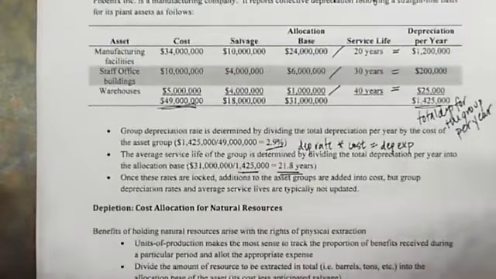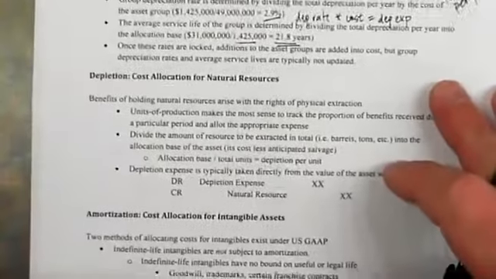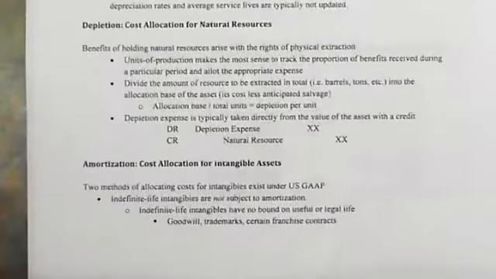But again, we wouldn't do it every time we added a new building or every time we added a piece of equipment. We would just add it to the cost until the end of the year. The depletion is, again, just the cost allocation for natural resources. Nothing crazy going on here.